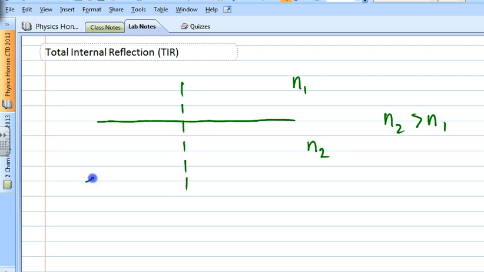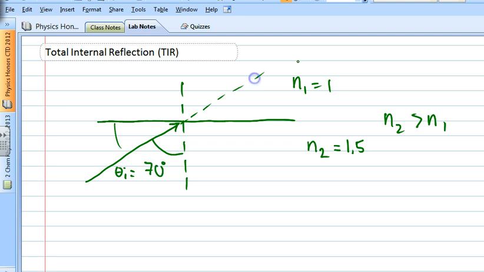sometimes we have a case where we have an incoming ray that is coming in at too shallow an angle measured from the boundary, or too great an angle measured from the normal. So just to toss some numbers onto this, maybe 1.5 and 1, and maybe this is 70 degrees theta incident. So we know that if we go from more dense to less dense, the ray will bend away from the normal, like so. Excuse my poor drawing skills.